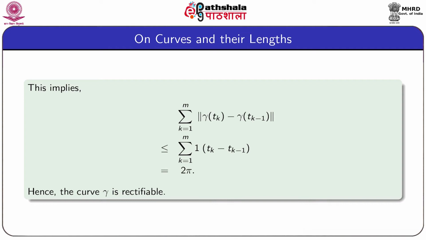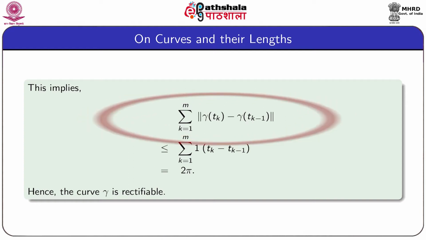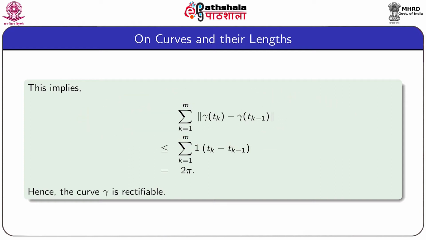This implies the summation from k equal to 1 to m of norm of gamma(tk) minus gamma(tk-1) is less than or equal to the summation k equal to 1 to m of (tk minus tk-1), that is nothing but 2 pi. This shows the curve gamma is rectifiable.